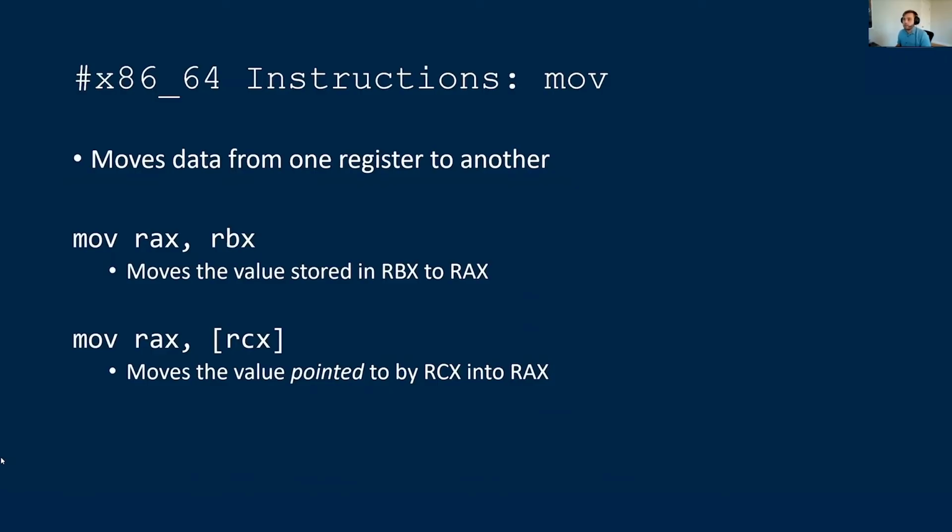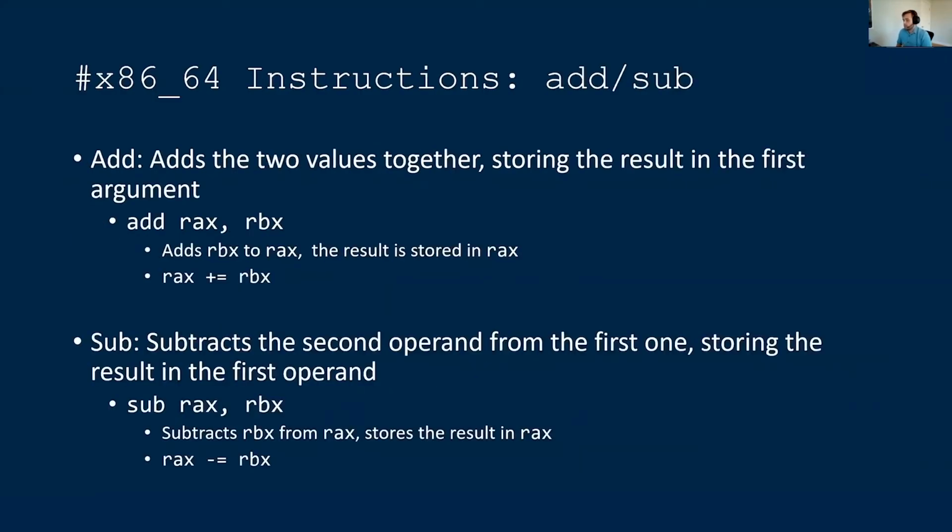So after that, let's talk about the next building block here, adding and subtracting, right? We talked about how a modern CPU is still fundamentally running various arithmetic operations at a low level. So add and subtract is one of those that it can do. The add instruction adds the two values together and then stores the result in the first argument. So for example, add RAX, RBX: we add the value of RBX to the value in RAX, and then we store that result back into RAX.